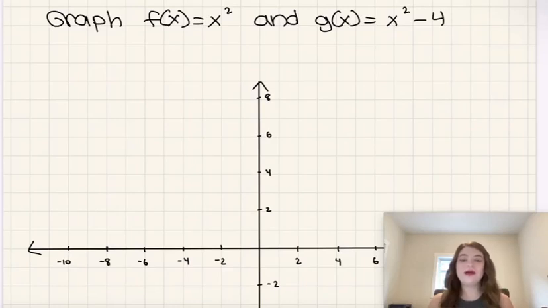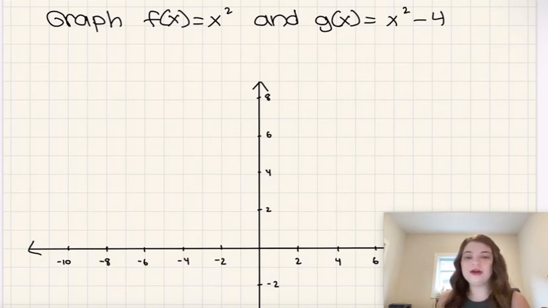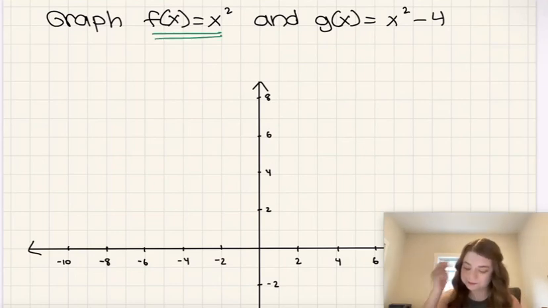Hello everyone, welcome back. Today we're going to be graphing f of x equals x squared and also g of x equals x squared minus 4. So first, let's just quickly review how do we graph f of x equals x squared. I'm going to graph this one in green.